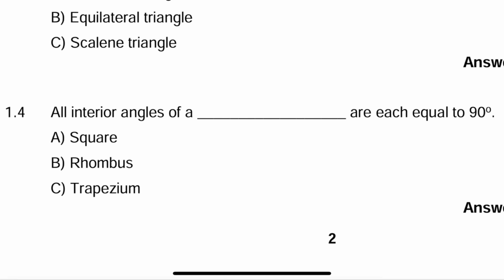1.4. All interior angles of a what are each equal to 90. And you should know this one. This is the most basic one, and your most common shape is your square. So all interior angles of a square are each equal to 90 degrees. So 1.4 is A.